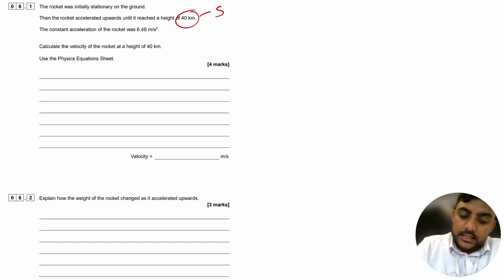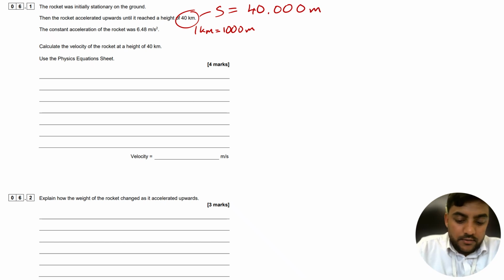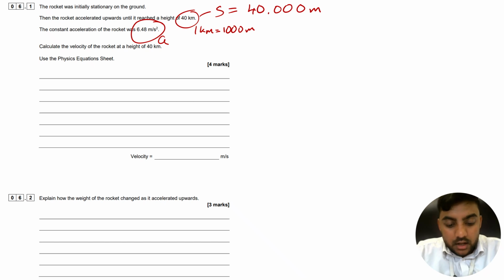That's a distance, however it's in kilometers and it needs to be in meters. 1 kilometer is equal to 1,000 meters, so it's 40,000 meters. The constant acceleration of the rocket was that much. That's my acceleration. Calculate the velocity of the rocket at a height of 40 kilometers.